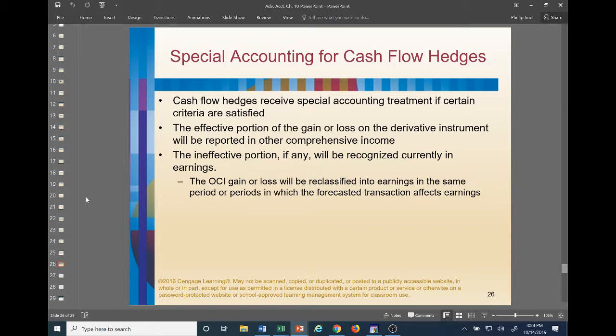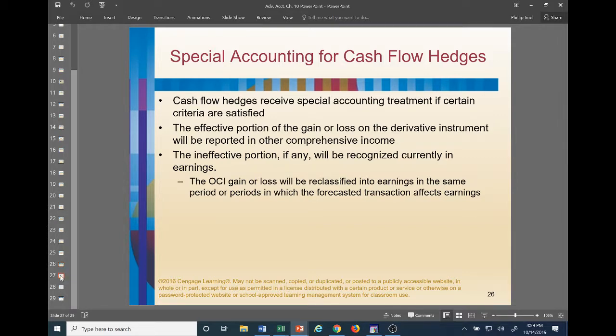The amounts reported in OCI will be reclassified into recognized earnings in the same period in which the hedged item affects earnings. So, for example, assume that a forecasted sale of inventory is hedged. Once the inventory is sold and recognized in earnings, the applicable amount, the OCI gain or loss, will also be recognized in current earnings. Now, if the forecasted transaction were a purchase of a depreciable asset, the applicable portion of the OCI would be recognized in earnings when the asset's depreciation expense is recognized.